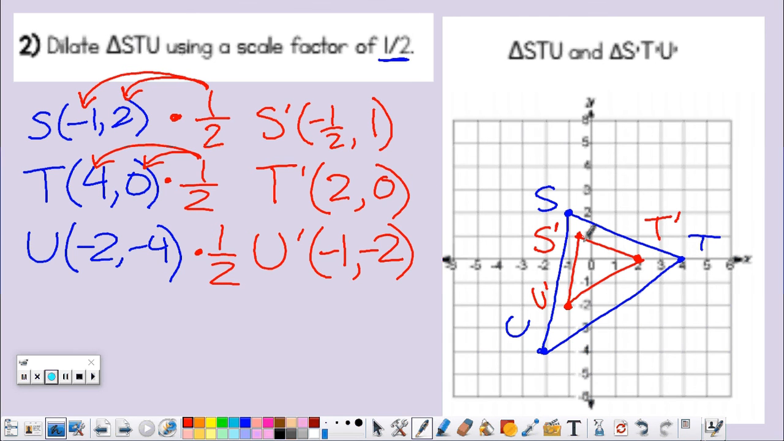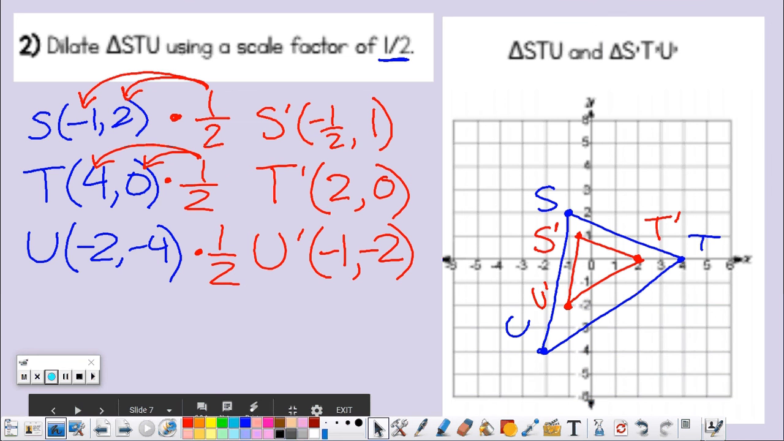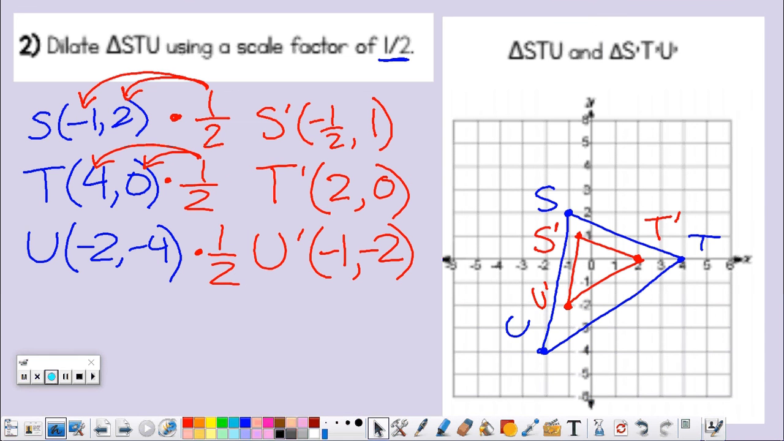Okay, and does it look like we have reduced it by a factor of 1/2? Have we reduced the amount of space by 1/2? Yeah. Okay. We already said that it's a reduction because the fact that what? What makes it a reduction? It's getting smaller. And how did we know before we even drew it that it was going to be a reduction? The scale factor was less than 1. Very good.